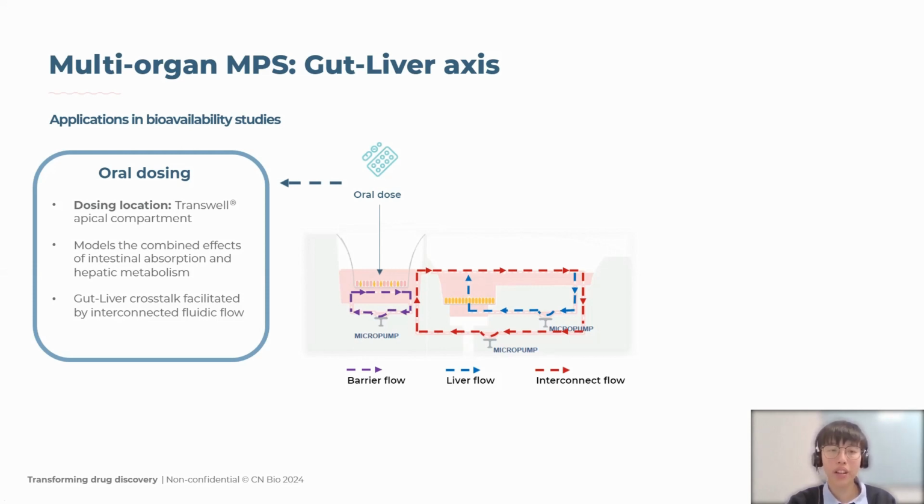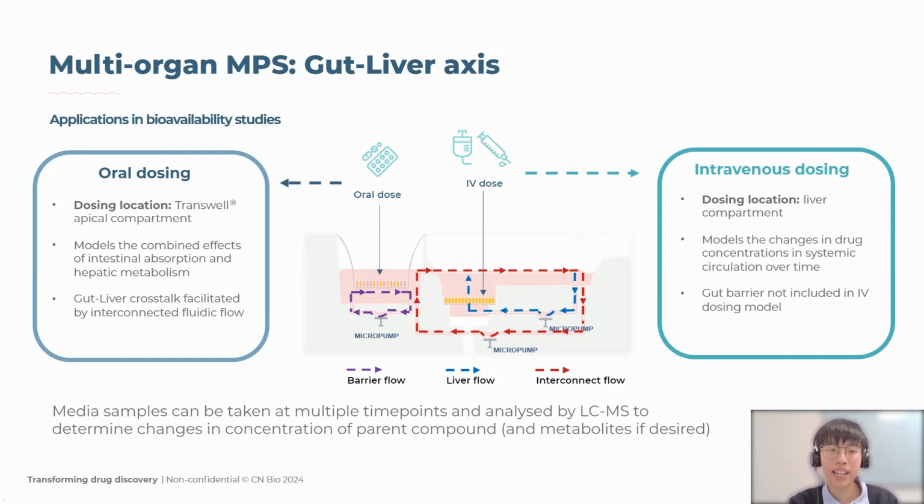The multiple fluidic flow in the gut liver MPS also allows the modeling of the combined effect of intestinal absorption and hepatic metabolism of drug compounds. So, in terms of intravenous dosing, the drug could be added directly into the liver compartment. This setup models the scenario where a drug was injected directly into the bloodstream and eventually travels to the liver for metabolism. To estimate the ADME profile of the drug of interest, media samples could then be taken at multiple time points and analyzed by LCMS to determine the changes in drug concentration in the circulating media over time.